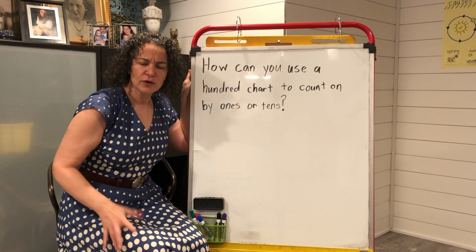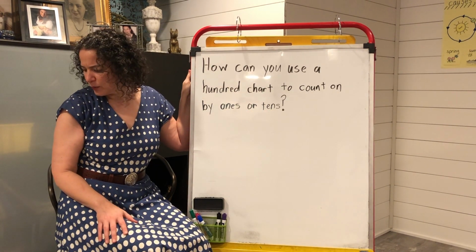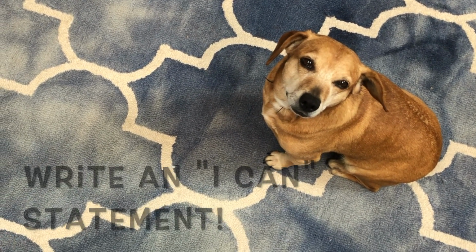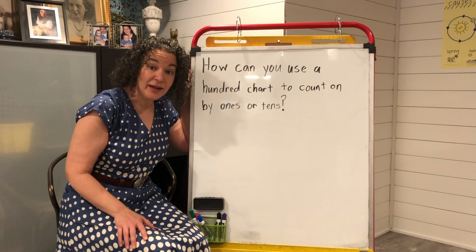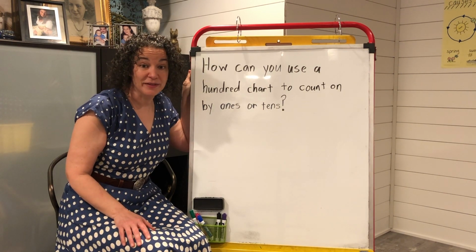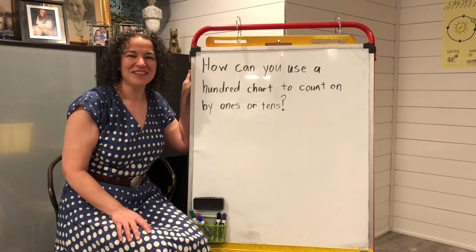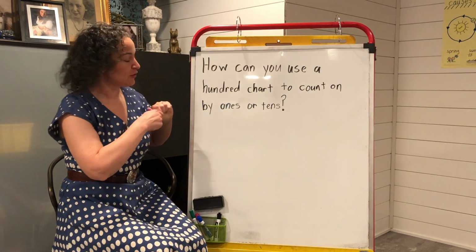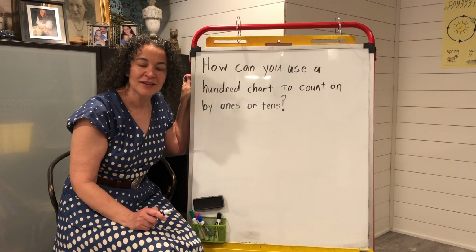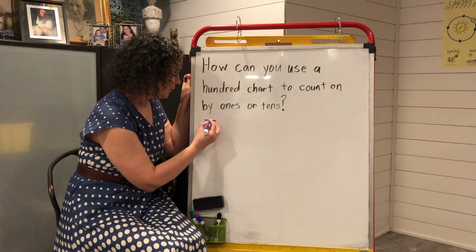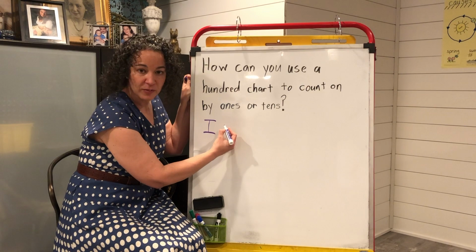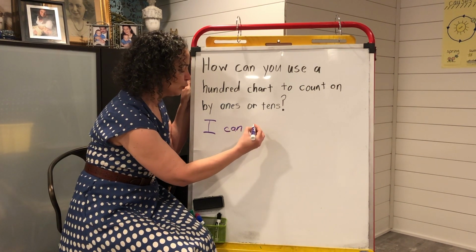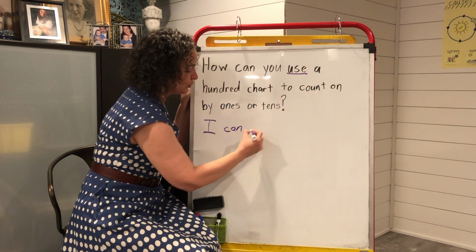All right, my friends, what do we need to do? Penny, what do we need to do? Penny says we need to write an I can statement. Can you help me do that? You can? Fabulous. What do I start with? You're right, I start with that word I, and what's the rule about I? It's capital. I can. It's one of my favorite words. Let me hear you spell it. That's right, C-A-N. Use.